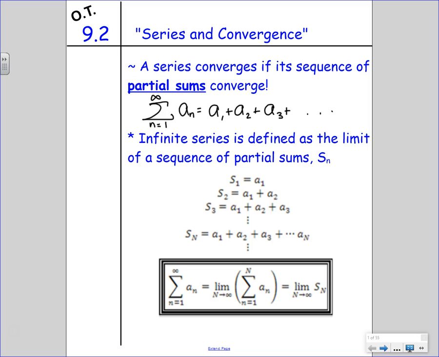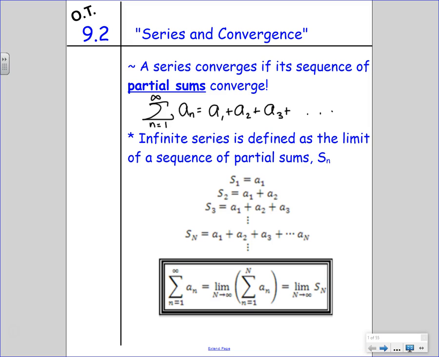So a sequence is really easy to figure out convergence if you can take a limit to infinity, as long as there's not like a negative 1. So what makes us need to take an entire chapter on series convergence? You're adding, so it's a lot harder. A series converges if its sequence of partial sums converges. What does it take for a sequence to converge?